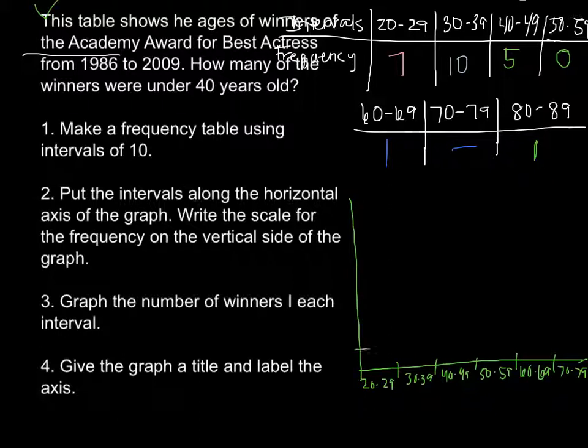So we can just say 1. Ooh, looks like we better go up by 2s because these are kind of jumping. 2, 4, 6, 8, 10, 12, 14. 14 should be enough. Well, we only need to go up to 10. So 14 should definitely be enough. Okay, all right, so for 20 through 29, there are 7 of them. So I'm going to go halfway between the 6 and the 8, go straight up from there, and then I'm going to color it in.